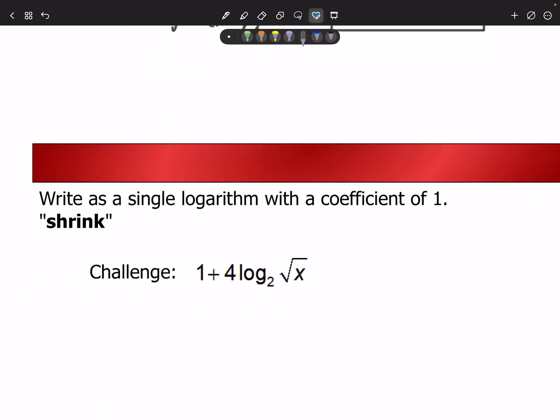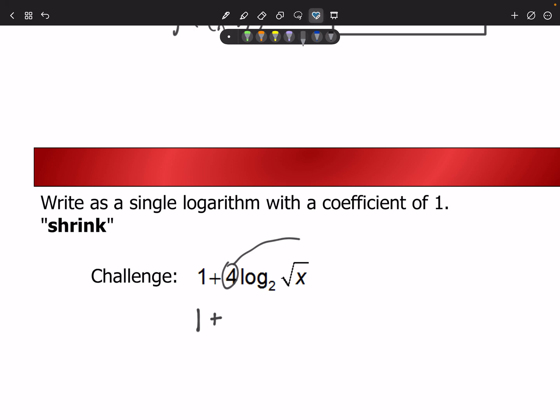And now we're going to try and write this as a single logarithm with a coefficient of 1, but I only have one logarithm that I'm seeing. So I see that this is a log base 2. So I'm going to go slow. I'm going to say, okay, let's just leave that 1 there, and let's bring the 4 to the exponent. So now I've got log base 2 of the square root of x, and then that's going to be raised to the 4th power.